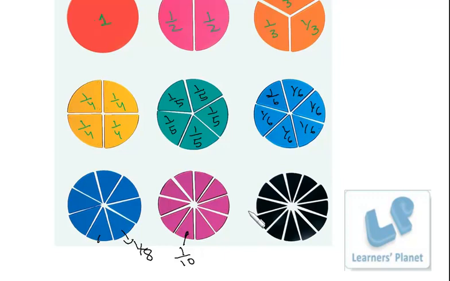Here, let's count. I start from here. 1, 2, 3, 4, 5, 6, 7, 8, 9, 10, 11, 12. 12 equal parts. That means each part is 1 by 12. Okay? Isn't it very easy and interesting?